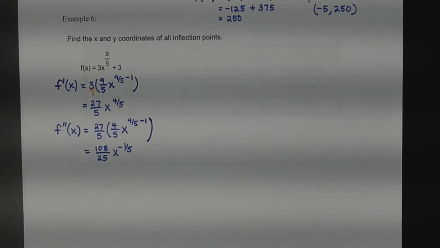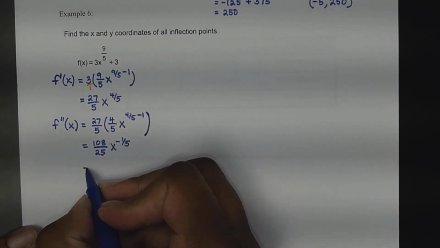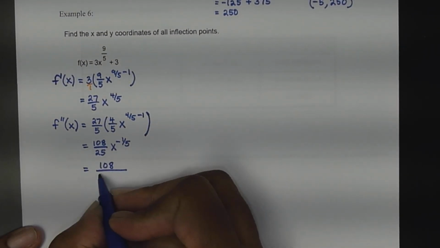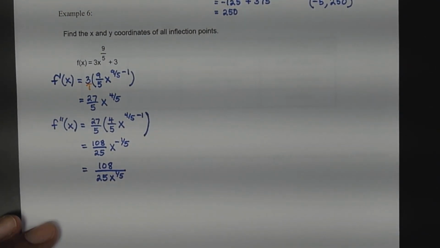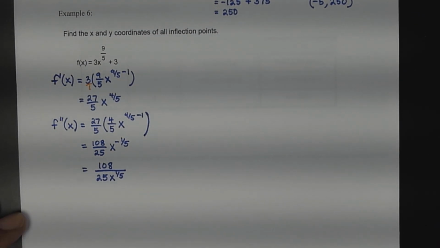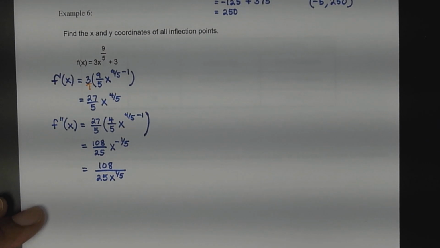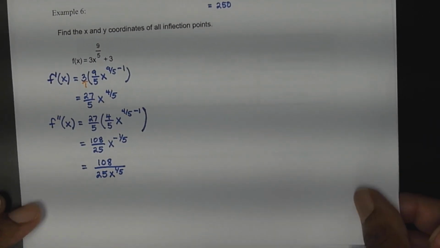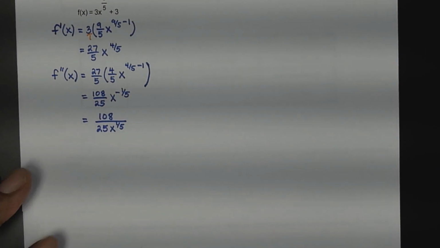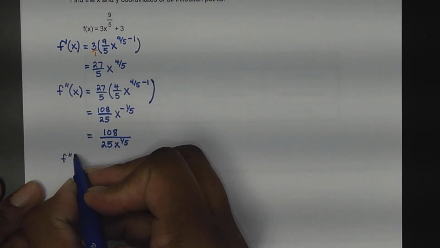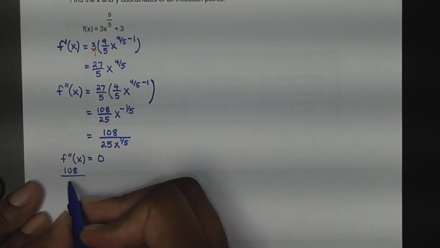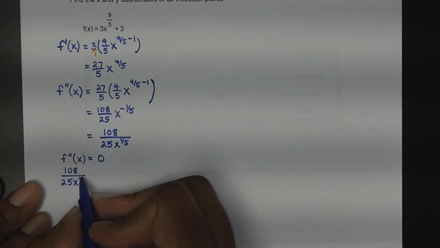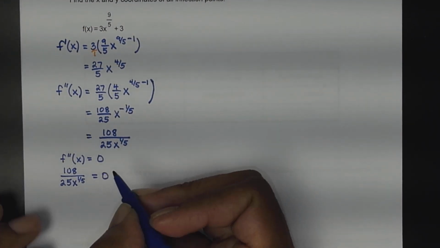I can write that using positive exponents here, as the 108 would be in the numerator, the 25 would be in the denominator, and I'll bring that x to the negative 1/5 in the denominator as x to the positive 1/5. So that's f double prime of x. Now I'm going to take that f double prime of x, set that equal to 0, and try to solve for x. So here I have 108 over 25, x to the 1/5, equaling to 0.